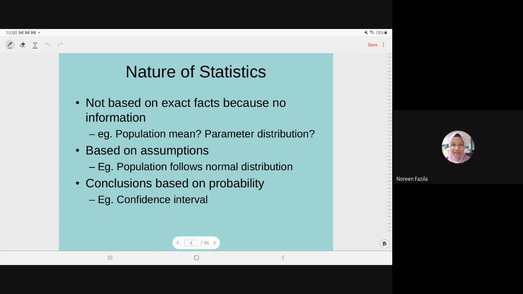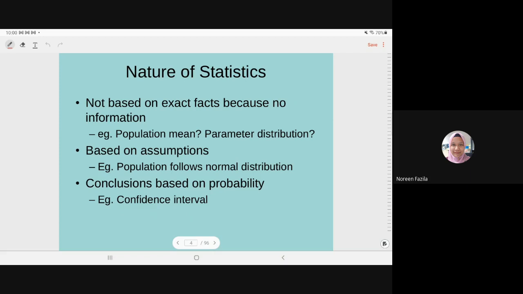We do not have the exact facts. For example, if we want to determine the average weight of the students in this course, what we usually do is measure the weight of all the students in this class. For example, there are 10 students, all 10 students, and then we total it up and divide it by 10. So that will be the average weight of students in this class, right?